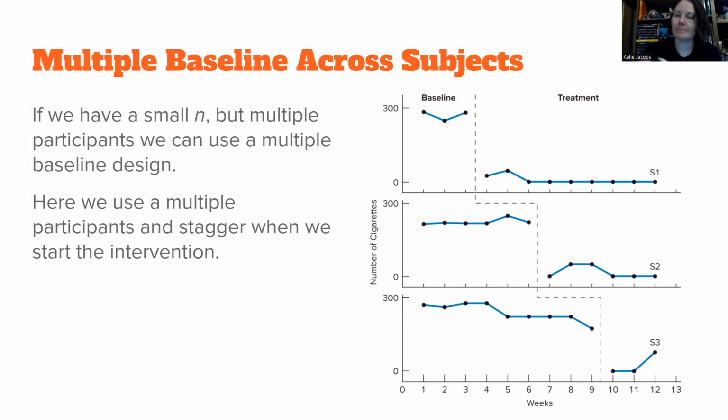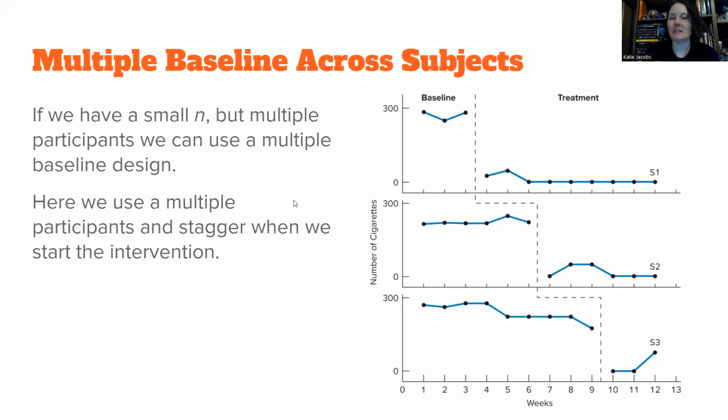So we see here, baseline for the first participant, and once the treatment began, we see a significant decrease in the number of cigarettes they are smoking. Participant 2 staggered out a little bit more. So instead of 3 collection points, they have 6 collection points of data. Then we start the treatment, and we see a significant decrease in the number of cigarettes they've smoked. And for our third participant, we see that they took 9 data points of baseline, started the treatment, and then we see the decrease in the number of cigarettes.